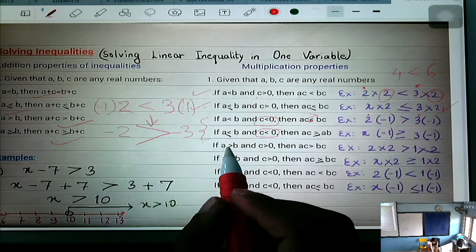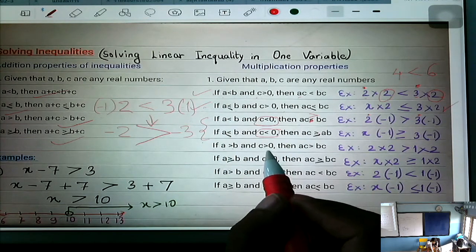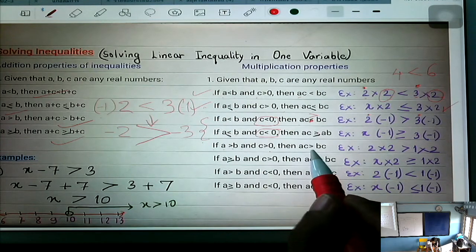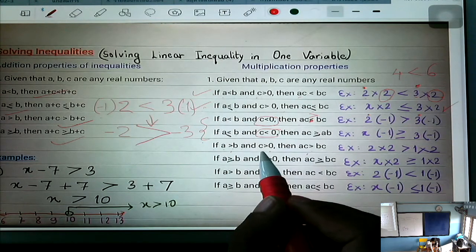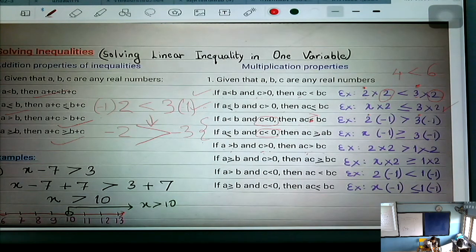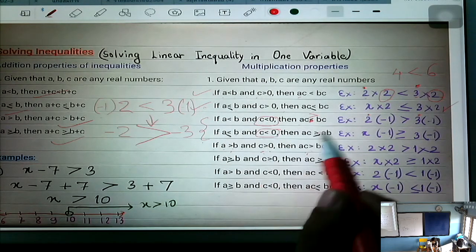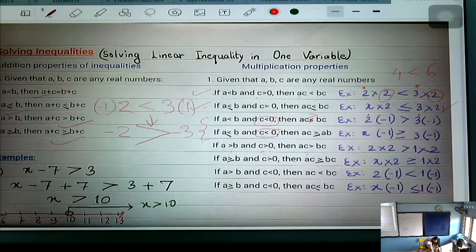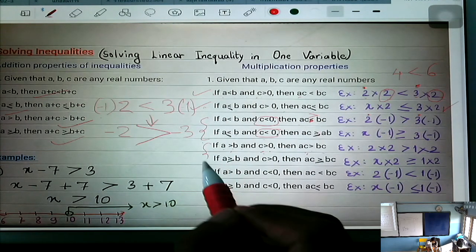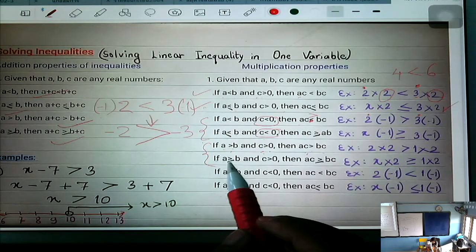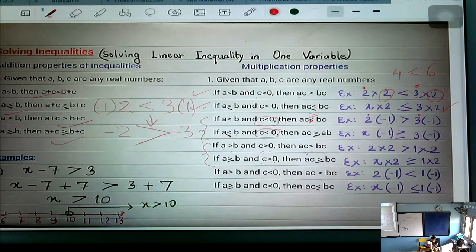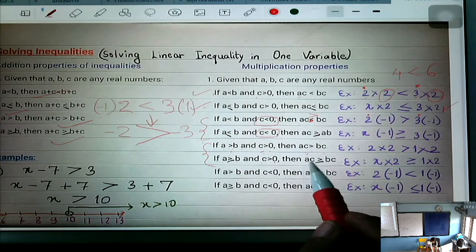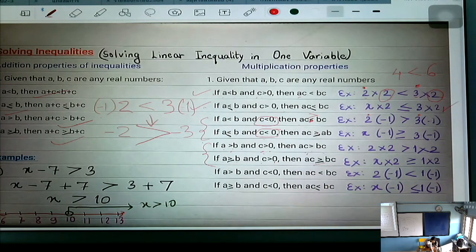Now if A is more than B and C is positive, in the case of positive, no sign change. Is the sign changing? No, they are the same. When you multiply with a positive number, no sign change. If you multiply with a negative number, the sign changes. Clear? So these two are the same. If A is more than or equal to B and C is more than 0, that means C is positive, then AC is more than or equal to BC.